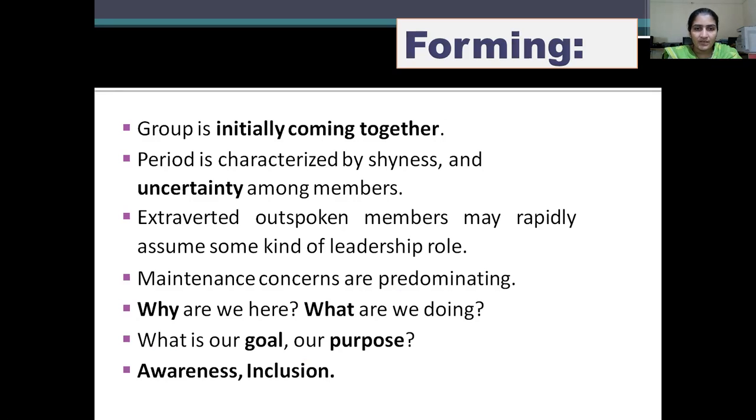Then maintenance concerns predominate at this stage. Why are we here? They decide why this group has been framed. What are we doing here? What is our goal? What is our common purpose? These would all be made clear. About all this, awareness would be given and inclusion would be framed. This is the first stage, forming.